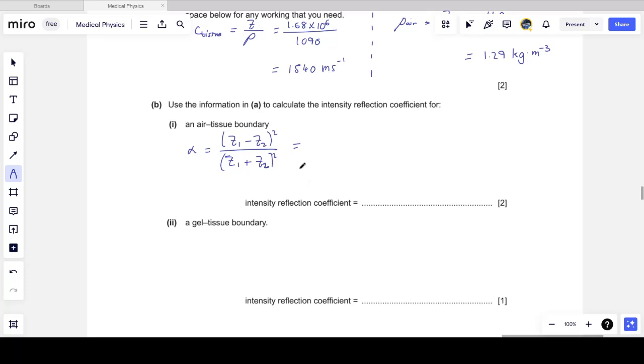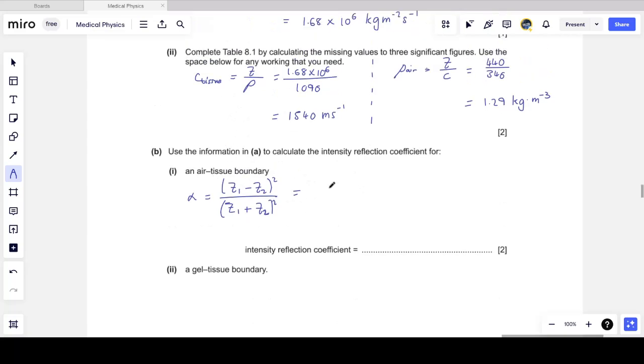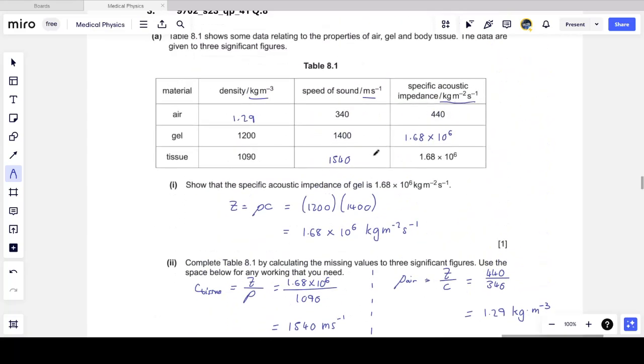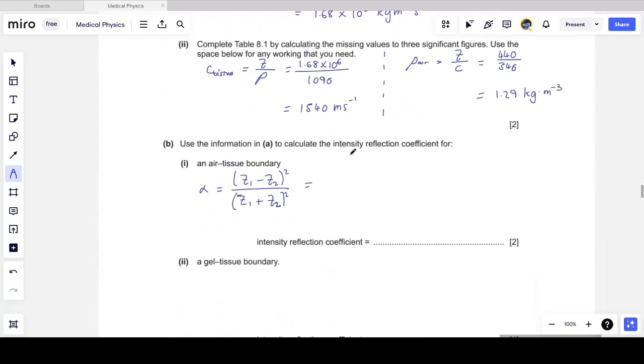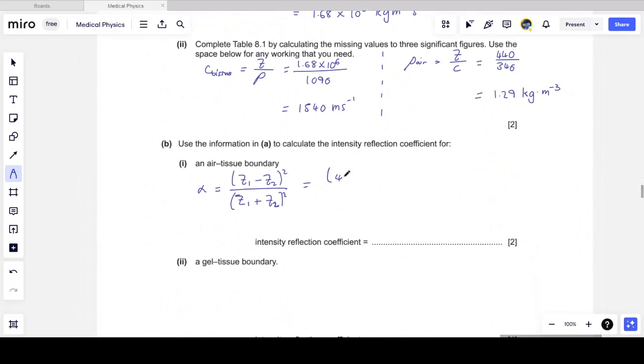And all of these values I know, the values for Z1 and Z2 will be that for air and that for tissue, which I can simply get from the table, the specific acoustic impedance for those substances. And so this is 440 for air minus 1.68 times 10 to the power 6 squared over 440 plus 1.68 times 10 to the power 6 squared, which is 0.999. It's nearly 1.